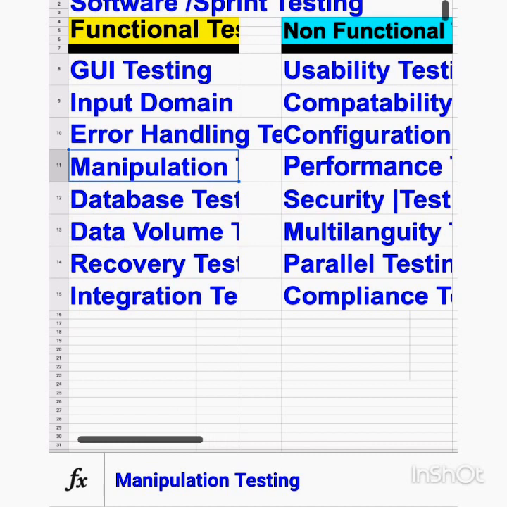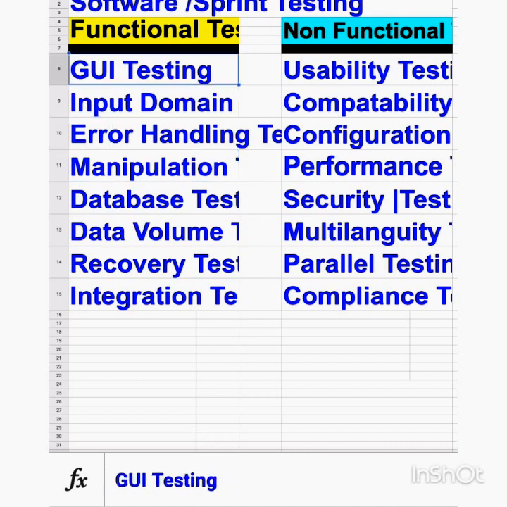In the next session I am going to discuss functional testing completely, all 8 testing scenarios: graphical user interface, input domain, and all these types of testings. Functional testing is done with respect to customer requirements, and non-functional testing is done with respect to customer expectations.